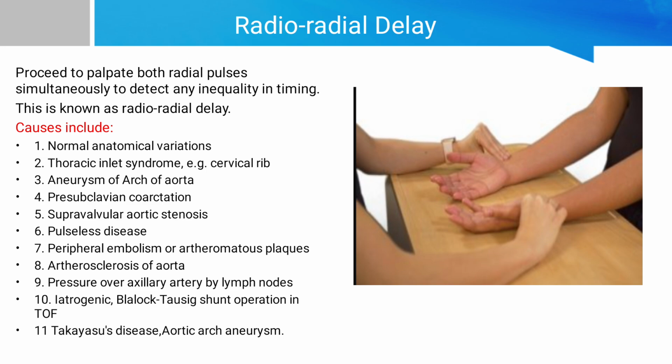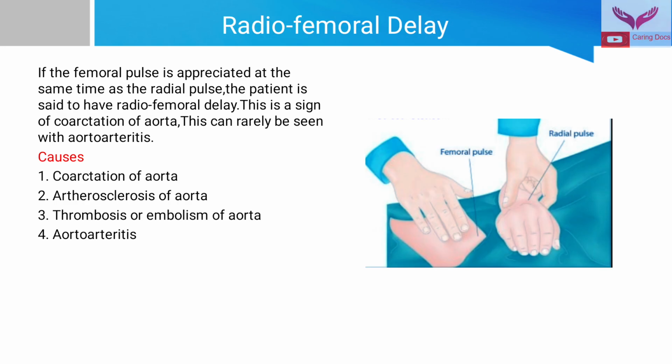pre-subclavian coarctation, supravalvular aortic stenosis, pulseless disease, peripheral embolism or atheromatous plaque, atherosclerosis of the aorta, pressure over the axillary artery by lymph nodes, iatrogenic causes like Blalock-Taussig shunt operation, tetralogy of Fallot, Takayasu disease, and aortic arch aneurysm. These are a few conditions where we can see a radial delay. So we should always examine the patient's radial pulses simultaneously to detect any delay.